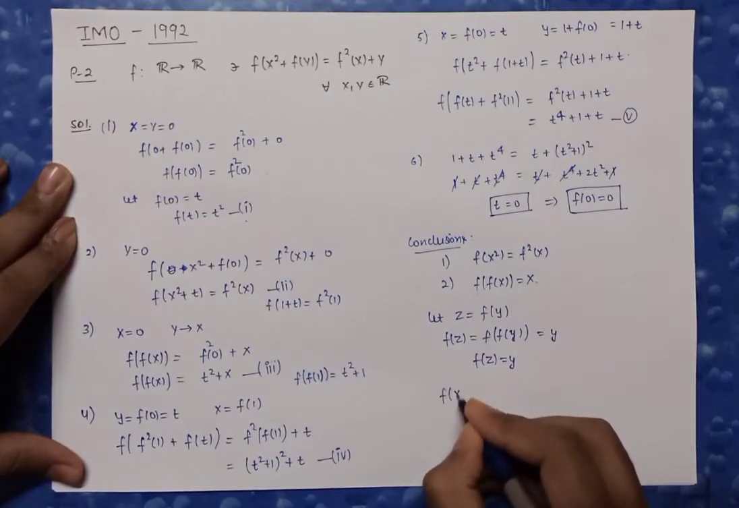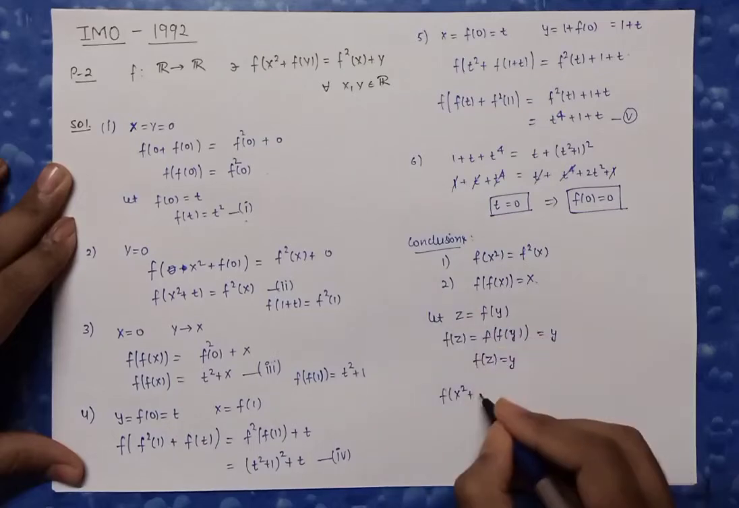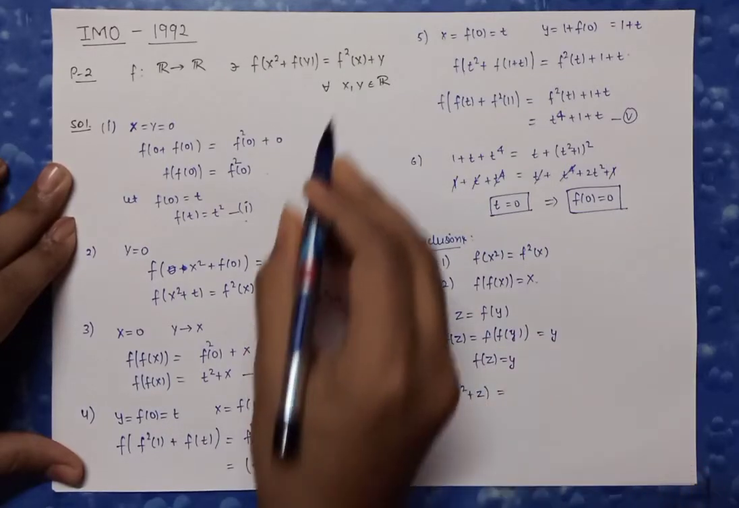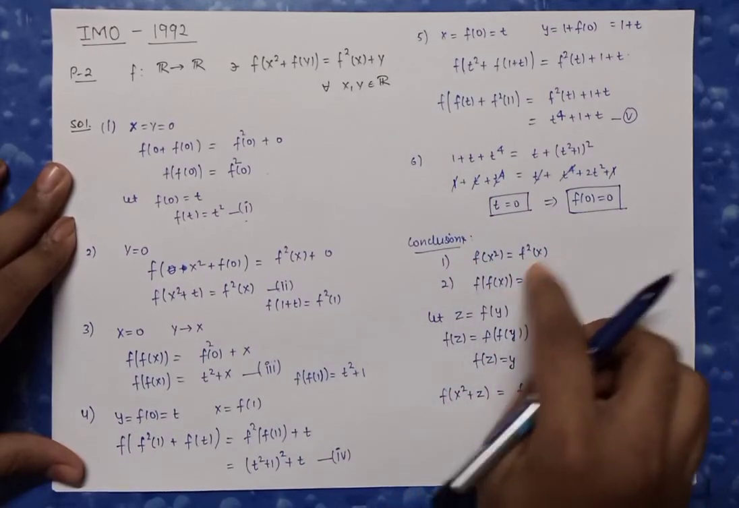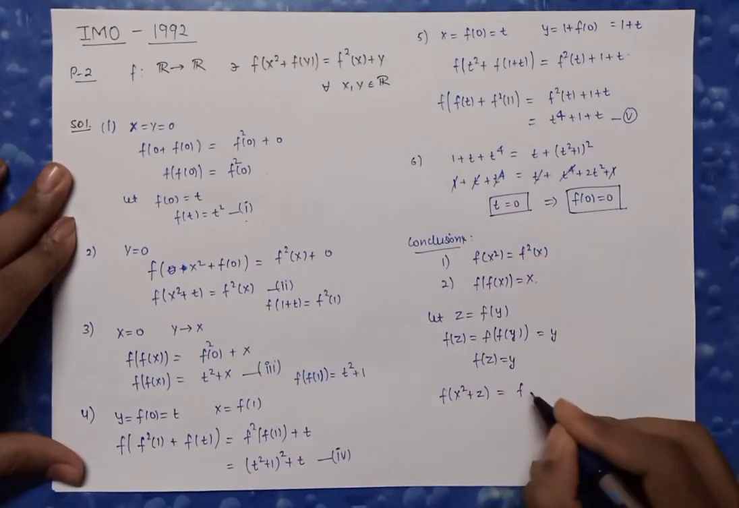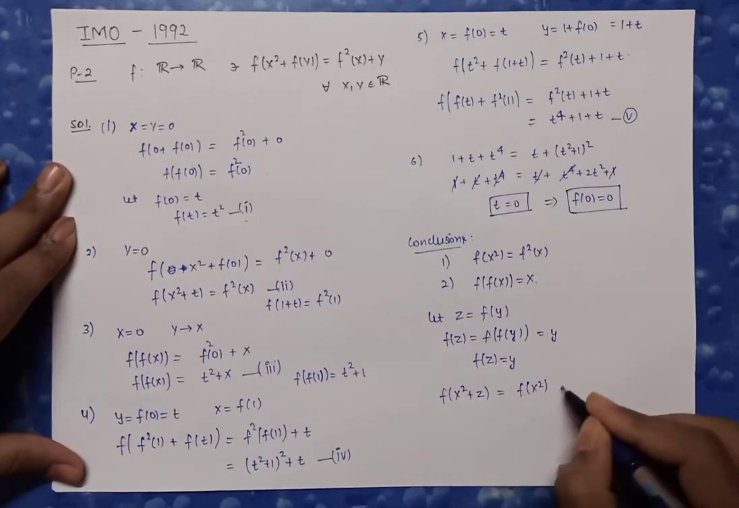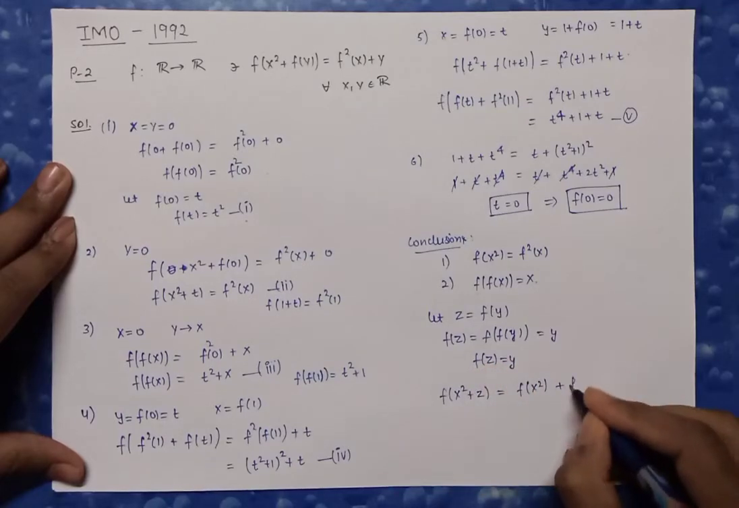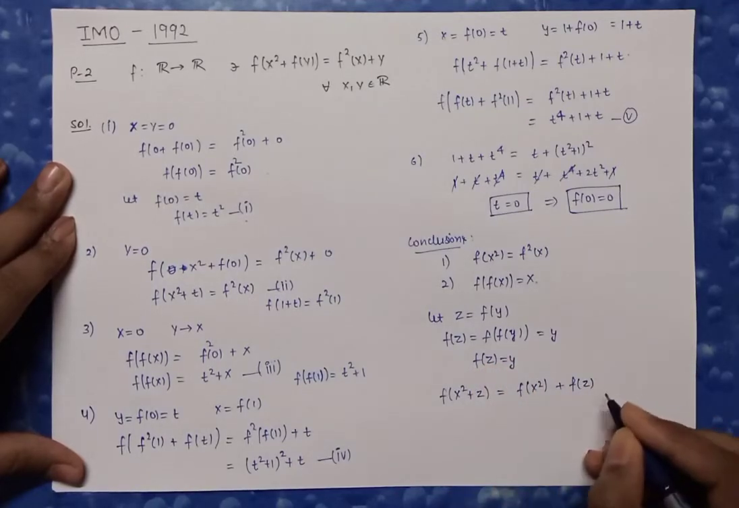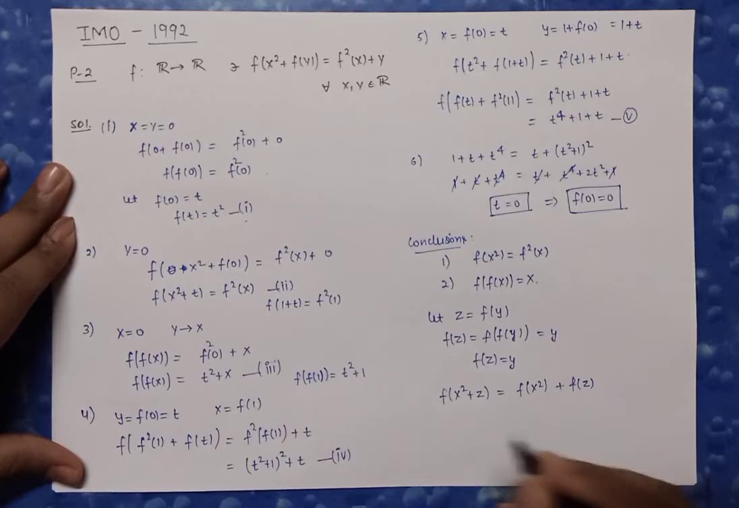Then we will get f of x square plus f of y, which is nothing but z, equals to f square of x. We can make use of this equation over here, f square x equals to f of x square. So let's write this as this. Now there is y, and y is nothing but f of z. I am writing it in this way to observe something.